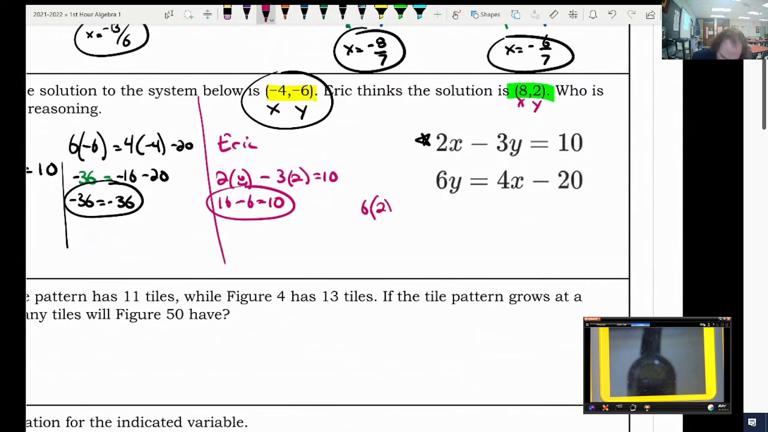6 times 2 is 12. 4 times 8 minus 20. Well, here we go. We got 12 equals 4 times 8, which is 32, and 32 minus 20 is also 12. Ooh.